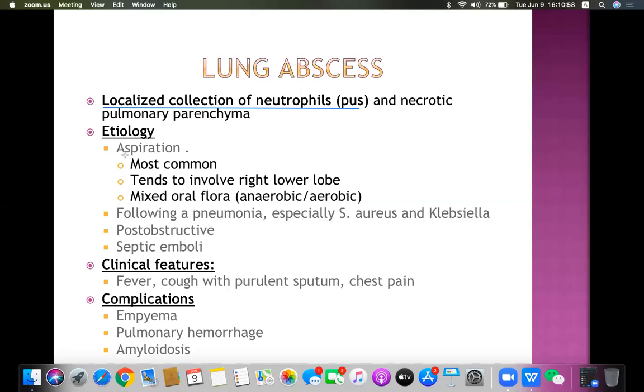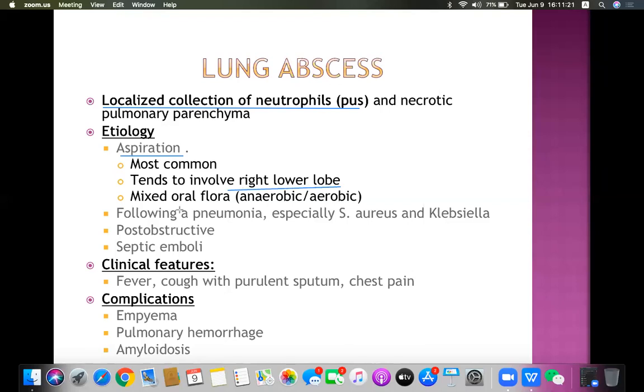Now, what are the common causes or etiology? Okay, these are aspiration. Now, aspiration is the most common cause of lung abscess. Because of aspiration, there tends to be infection, and the aspiration mainly occurs in the right lung and towards the lower lobe of the right lung.